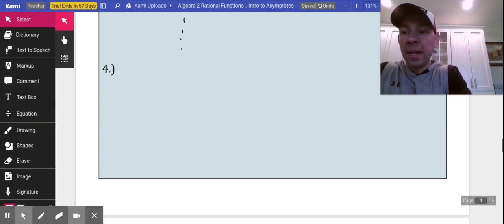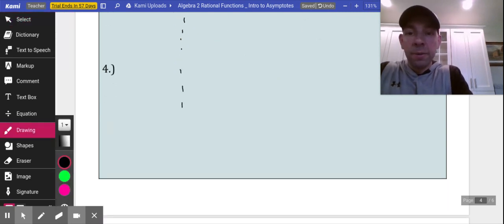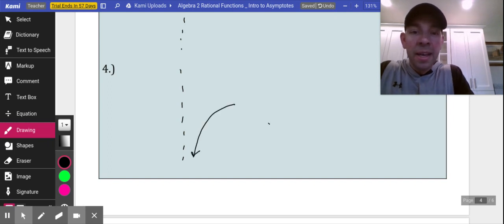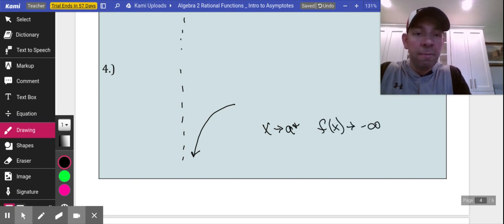And last but not least, we've got a vertical asymptote at x equals a. Maybe my function behaves like this. As x approaches a from the right side, f of x is approaching negative infinity.